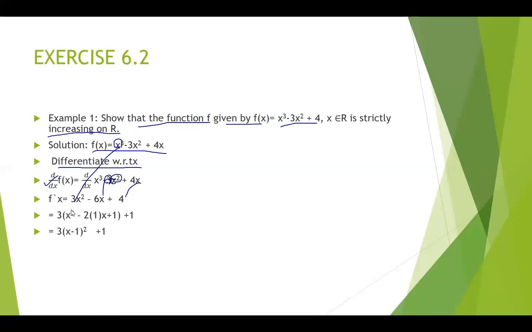Now once we have found f dash x, we have to check whether f dash x is greater than 0 or less than 0. For that purpose, I have a quadratic expression here, so I try to express it in the form of a perfect square. From 3x square minus 6x, I take 3 common. 3 into, I am left with x square minus 2x. In order to write it in the form of a perfect square, what should I write it as?